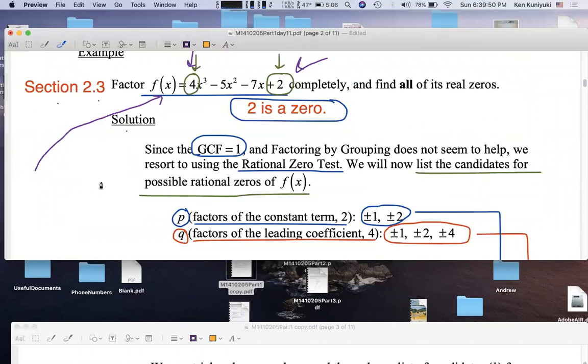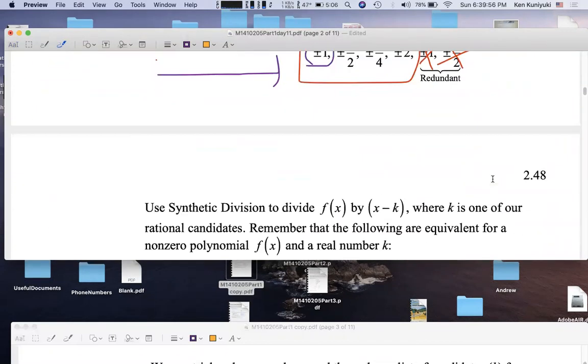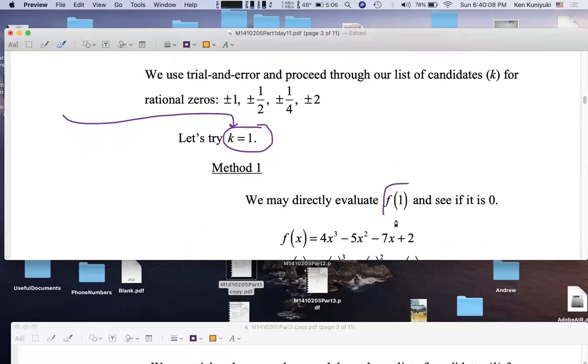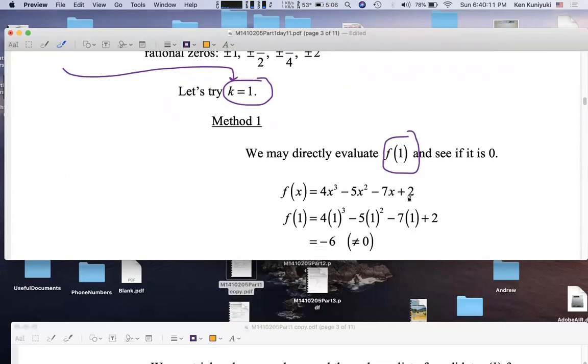Well, just by brute force, you could plug in 1 for x and see what happens. Do we get 0? So if we try k equals 1, and there's a reason why I'm calling this k, we could directly evaluate f of 1 and see if it's 0. Plug in 1 for x. Notice that we end up basically adding all the coefficients. We get 4 minus 5 minus 7 plus 2, which is negative 6. So f of 1 is negative 6. The key thing to observe is that we did not get 0.